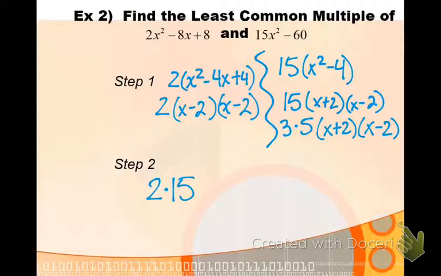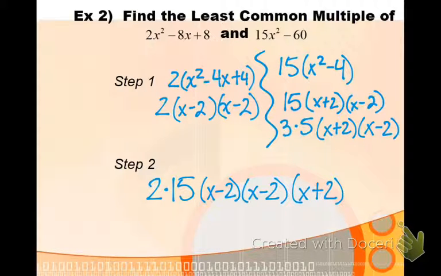X minus 2. How many x minus 2's should I write down? 1 or 2? 2. Why? Because there's 2 in the first one. So we want the greatest number of times it appears in one expression. It appeared twice over here, so we're going to write down x minus 2 twice. What else? We still need an x plus 2 from this other expression.